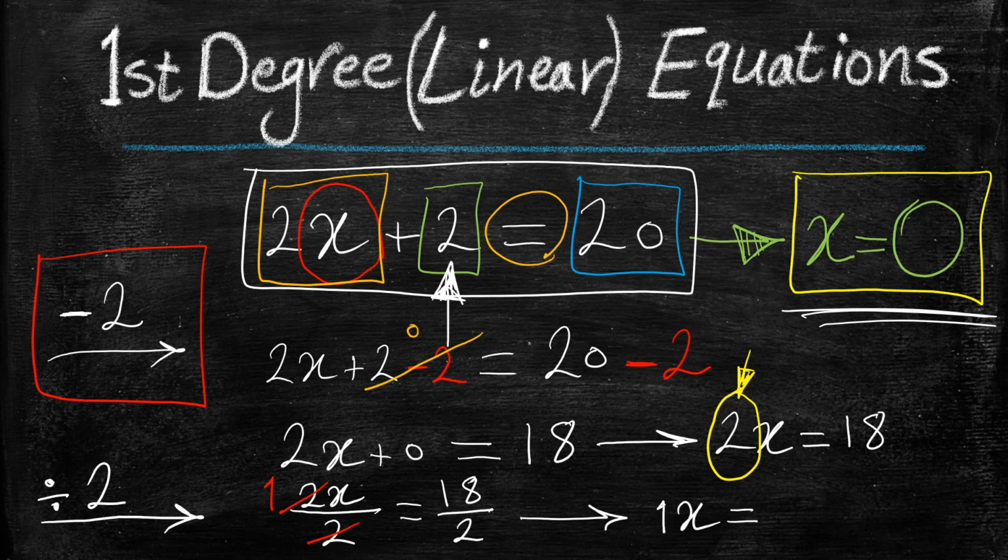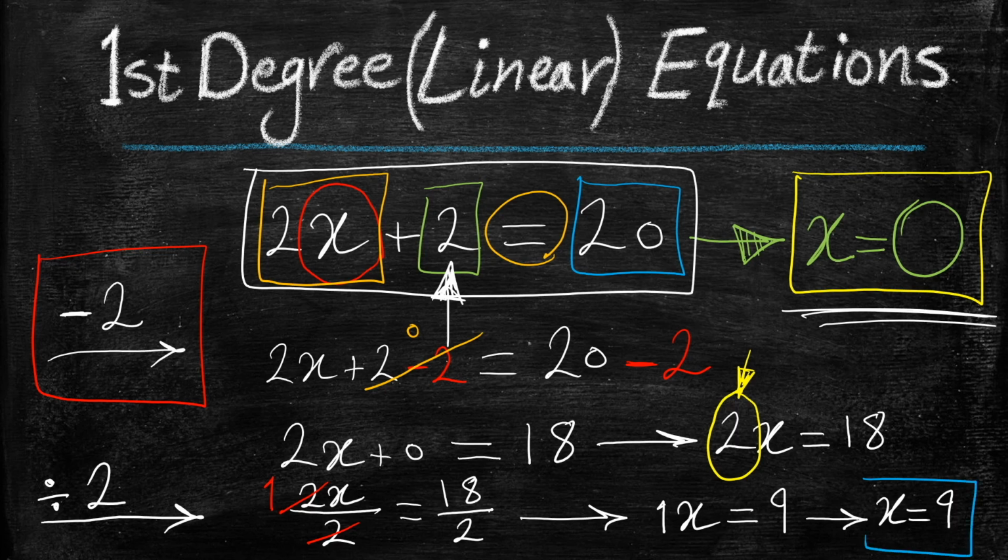Now the right hand side. 18 divided by 2. What's the result of that? 18 divided by 2 is 9. That's it. 1 times x equals 9. What is 1 times x? Well, 1 multiplied by any non-zero number is itself. So 1 times 2 is 2. 1 times 3 is 3. 1 times x is x. So basically x equals 9.